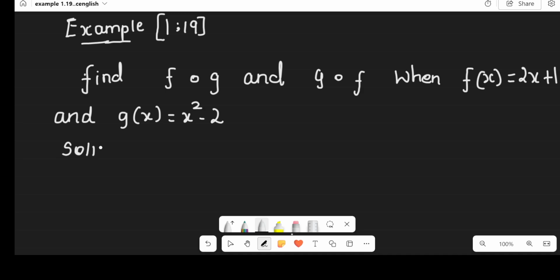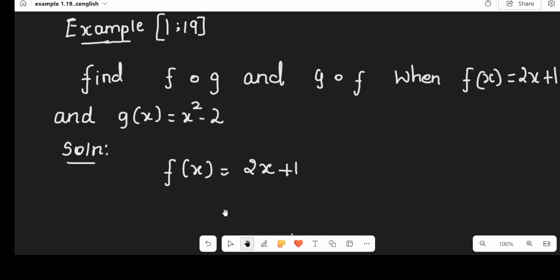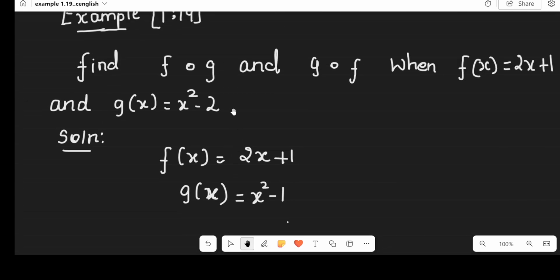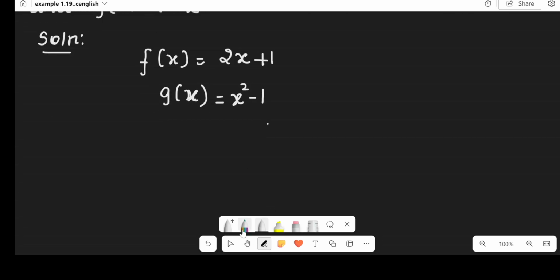We have to write the given information. What is the given information in the question? F of x is equal to 2x plus 1. Next, what is given? G of x equals x square minus 2. What we have to find out? We should find f of g and g of f. That had been asked in the question.